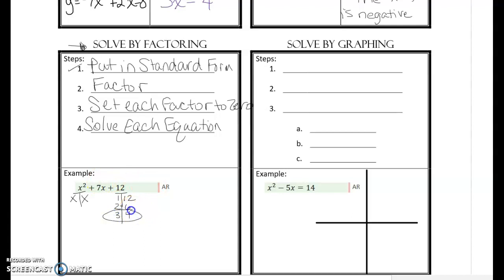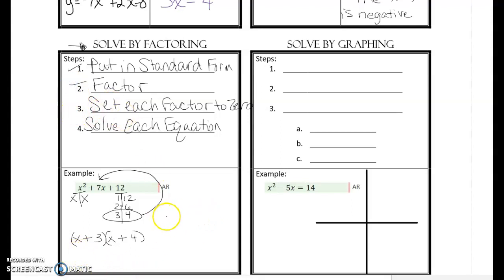And we know that 3 plus 4 gives me the 7, right? All right, so my factors of this are x. Remember, my x's go in the front. X's go in the front here. This is a positive 3, and this is a positive 4, right? All right, okay, so now I need to set each factor to 0.